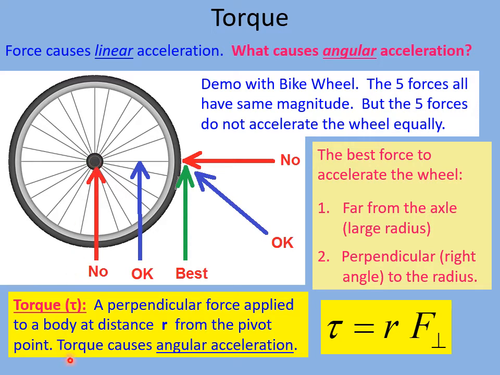And torque causes angular acceleration. So this is the cause and the effect. This is the dynamics of rotation. A torque is the cause and the effect is angular acceleration. So again, we can write torque, tau, is equal to the product of r times, now this is the force again, but this little symbol here means the force that's perpendicular or at right angles to the radius here.